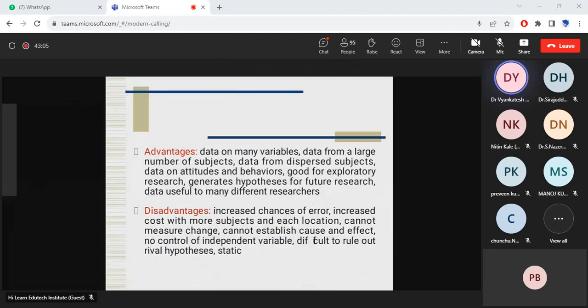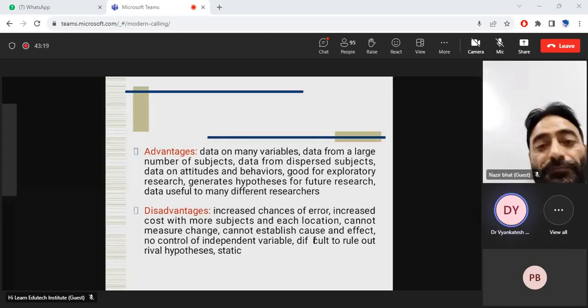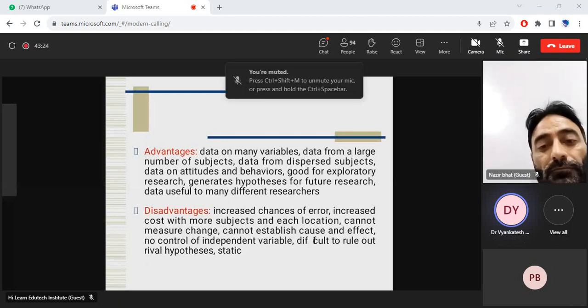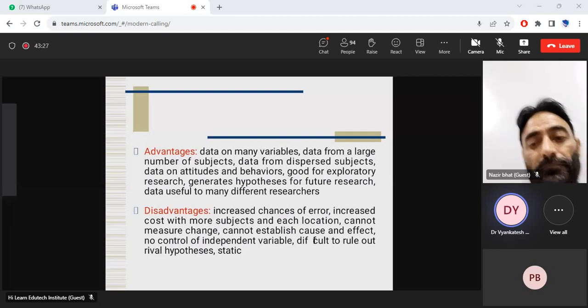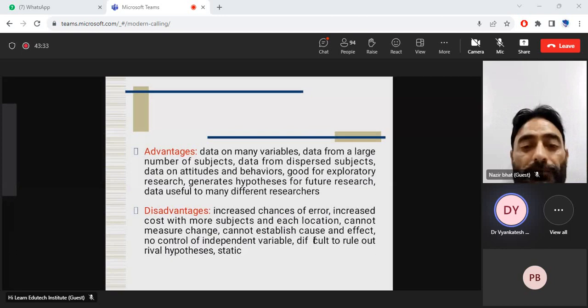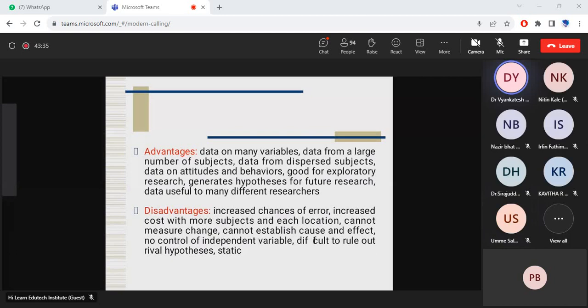Advantages of that design are data on many variables, data from a large number of subjects, data from disparate subjects, data on attitude and behavior, data good for exploratory research, generating hypotheses for future research, and data useful to many different researchers. Disadvantages: increased chance of errors, increased cost with more subjects, causal relationships cannot be measured, change cannot be established, cause and effect cannot be determined, no control over the independent variables, and it is difficult to rule out rival hypotheses.